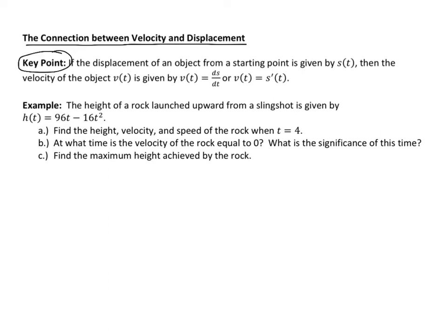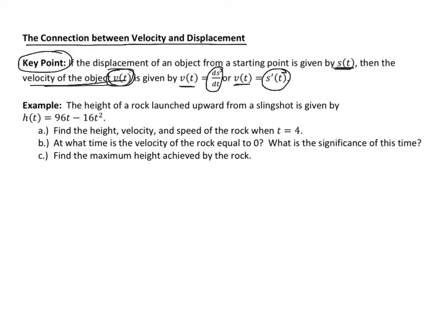If the displacement of an object from a starting point is given by s of t, then the velocity of the object, which is often called v of t, is given by the derivative. So if you want the velocity, you take the derivative of displacement. Okay? And it makes sense.